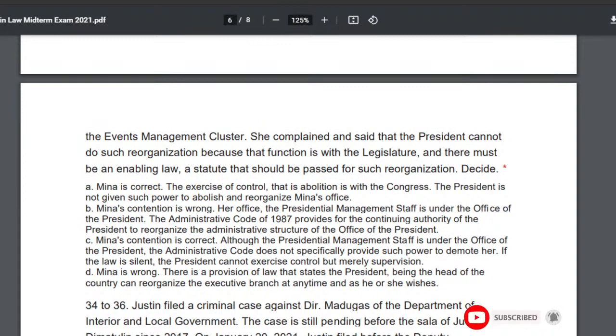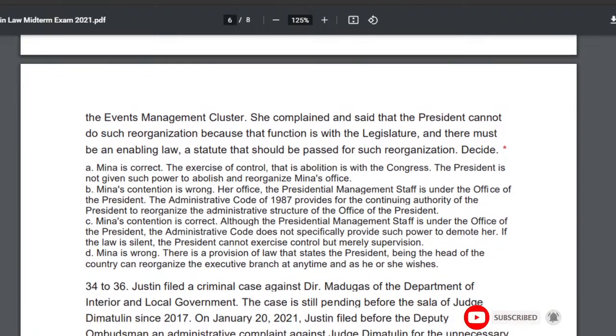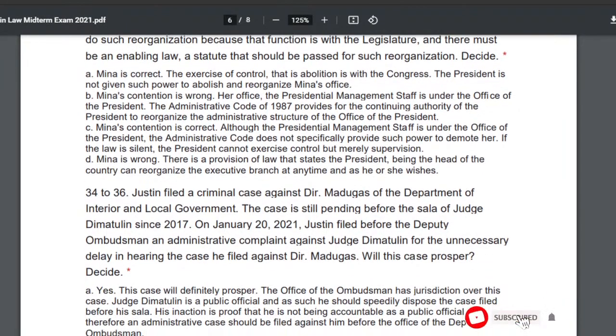Letter D, Mina is wrong. There's a provision of law that states the President, being the head of the country, can reorganize the executive branch at any time and as he or she wishes.